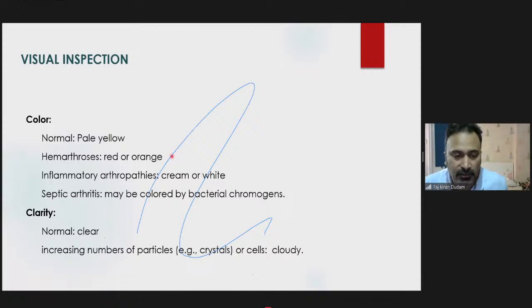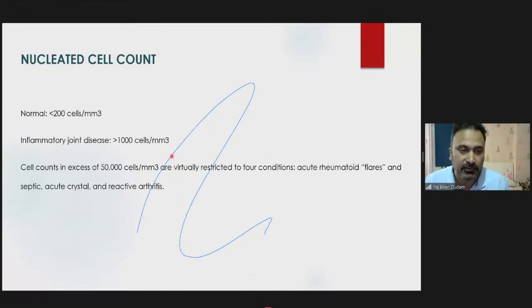First, look at the color of the fluid. Normal synovial fluid is pale yellow. If it is red, sometimes initially it will be blood-tinged if you hit some blood vessel. But if it is completely through and through blood, you need to think of hemarthrosis. Look at the coagulation parameters of this patient. Usually inflammatory arthritis will be slightly turbid. And you can have a chylous effusion, sometimes completely white. And you have a purulent effusion in a septic arthritis kind of condition.